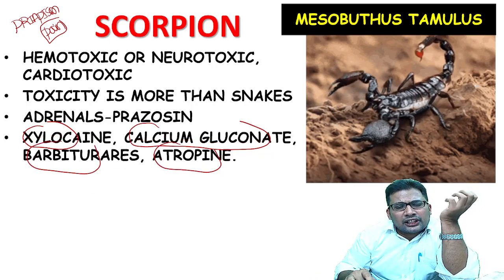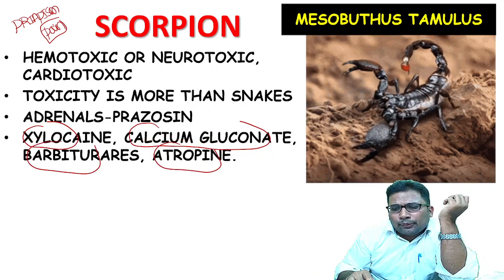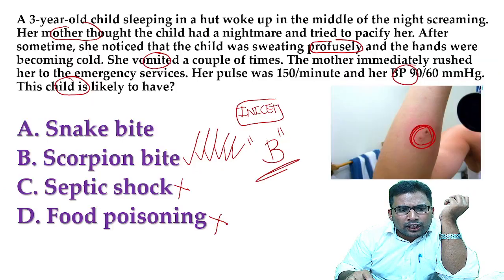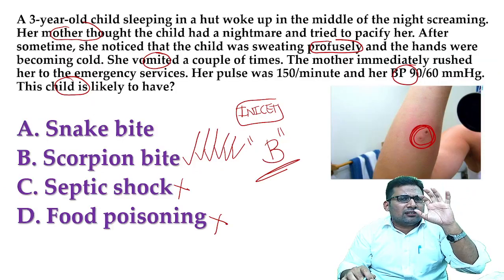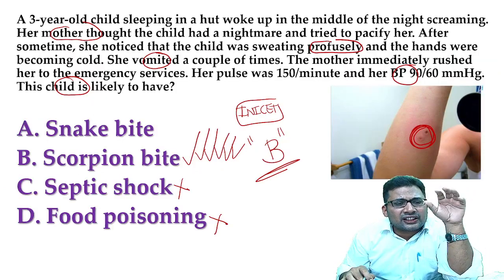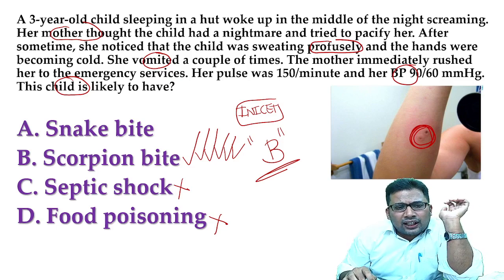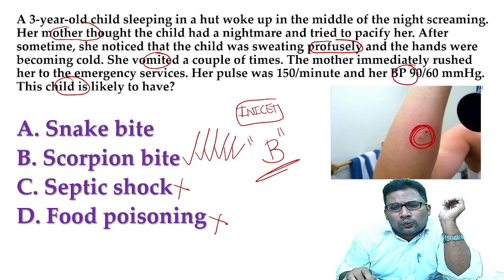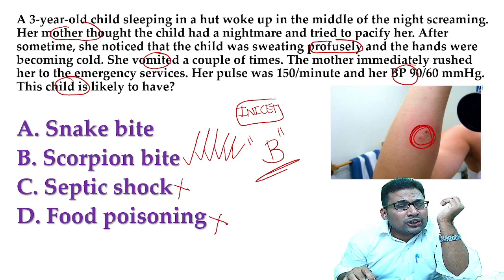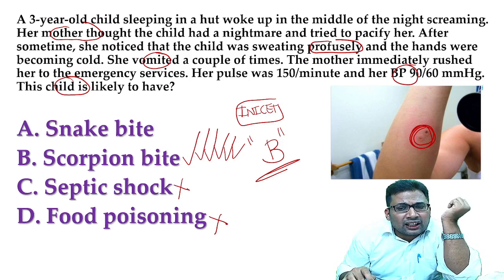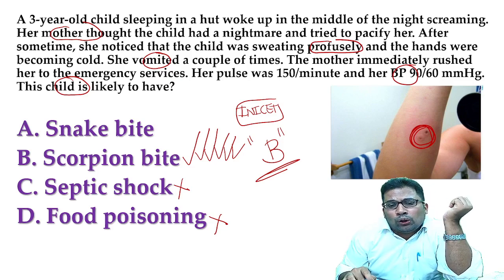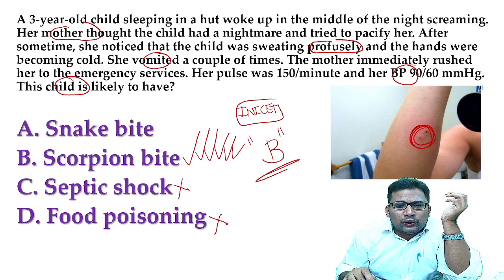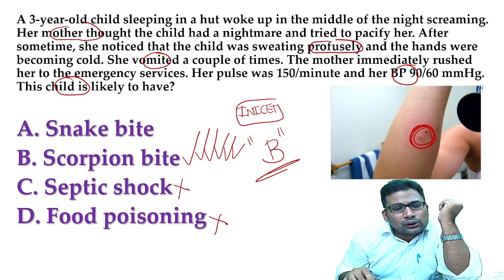So xylocaine, calcium gluconate, barbiturate, atropine can be given. Okay. So this was the question asked in INI-CET. Look at this. A 3-year-old child sleeping in a hut woke up in the middle of the night screaming. Her mother thought the child had a nightmare and tried to pacify her. Here the symptom is sweating, profuse sweating. Hands are becoming cold, vomiting, and you can see the pulse rate is high, BP is low.